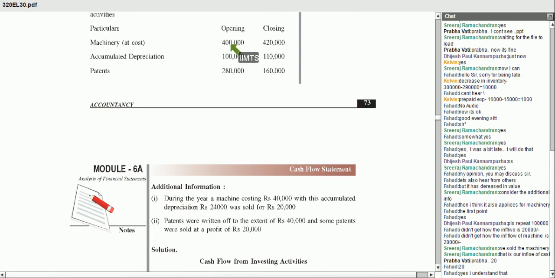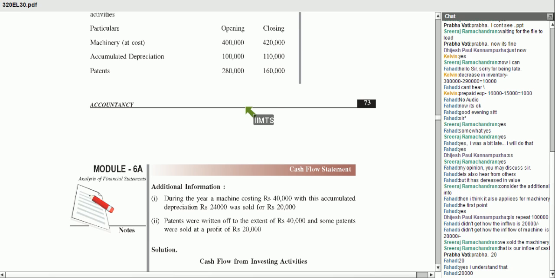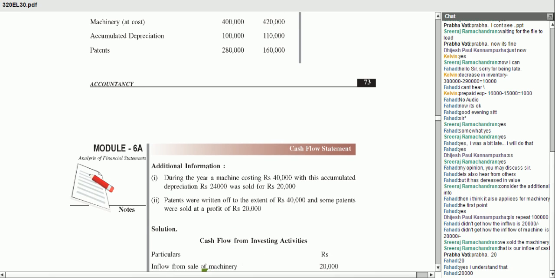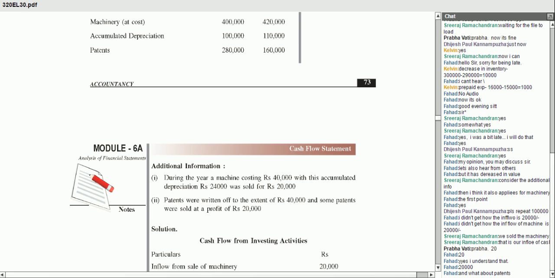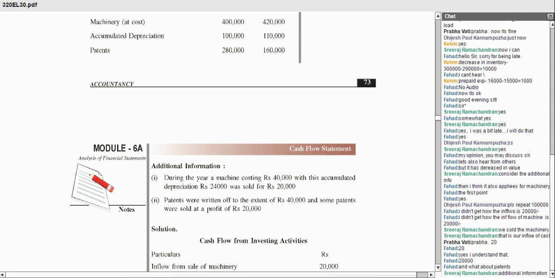At the beginning of the year, the price of the machinery was 4 lakh rupees. But by the end of the year, it rose to 4,20,000. So we are making a profit of how much? 20,000. That is why they have written inflow from the sale of machinery. Okay, this part is clear, the machinery part.